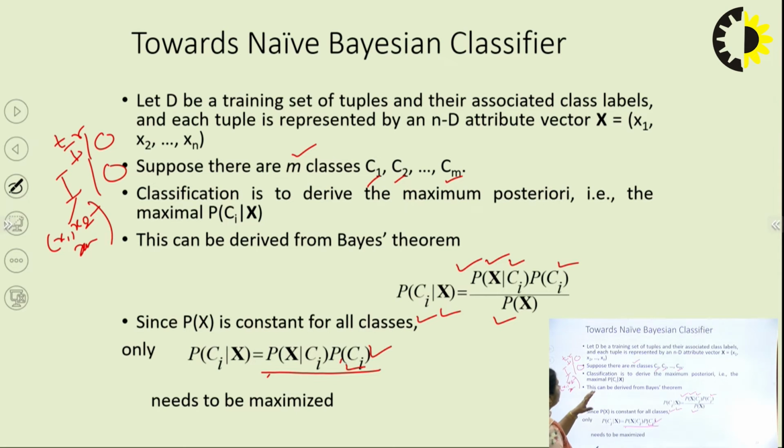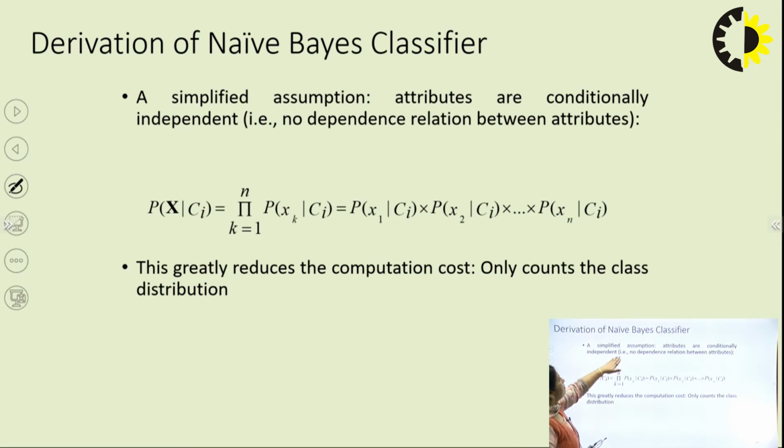Now we'll talk about a variation of the Bayesian classifier, that is the Naïve Bayes classifier. Because if we see here, when we are saying probability of X, X is a collection, an input which has x1, x2 up to xn attributes. So if I take this simple assumption that all the attributes are conditionally independent, it means no dependence relation exists between the attributes. So we can simplify our method, and it will reduce the computation cost.